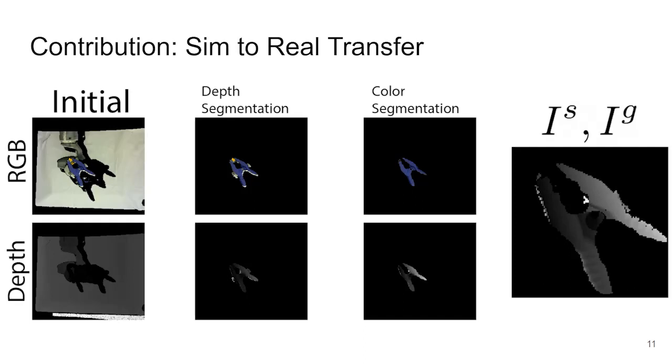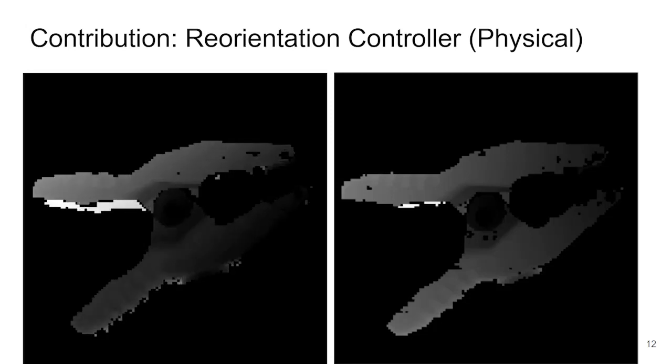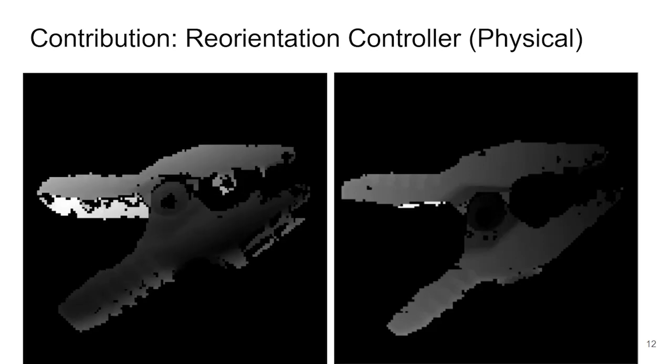We also show sim-to-real transfer of the proposed network, and physical experiments suggesting that the proposed controller can orient 5 novel objects by up to 30 degrees over 10 trials per object.